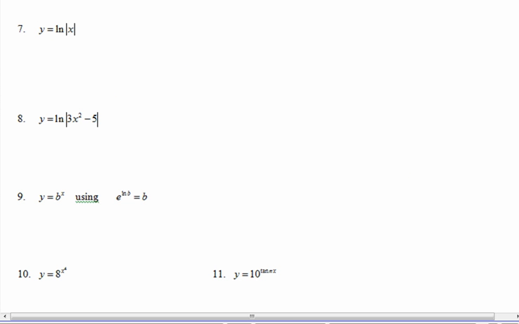Okay, I want to show you something. We're going to break this into when x is greater than 0 and when x is less than 0, because it's an absolute value. If it's positive, then what is absolute value of x equal to? Just x. Good. And so the derivative of natural log of absolute value of x, as long as x is greater than 0, is equal to just 1 over x, because this is natural log of x.